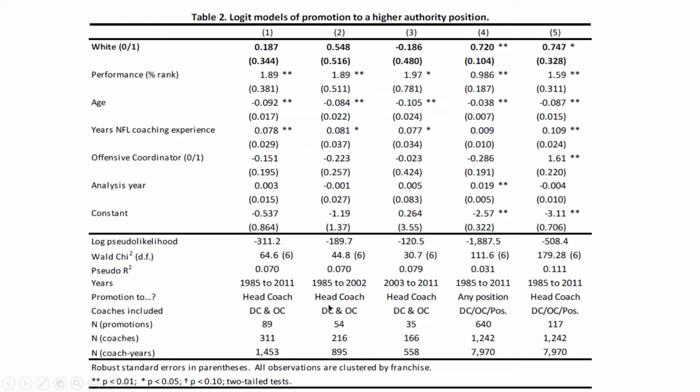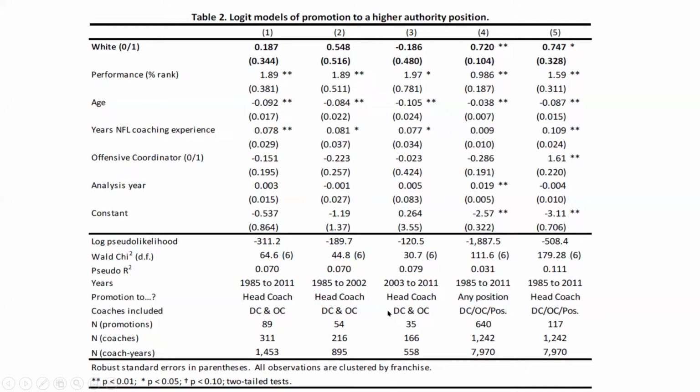So we've got only our coordinators, offensive and defensive. For the increase in the probability that we see a white coach hired as a head coach, we get estimates of about 0.5 and negative 0.1 here. So after the Rooney Rule, it looks like maybe they're a little bit less likely to be hired as a head coach if they're white. But really, our standard errors are so large, we don't have any significance. So if you were a coordinator, it doesn't matter if it was pre-Rooney Rule or after the Rooney Rule, you were no more or less likely to be hired as a head coach because you were white.